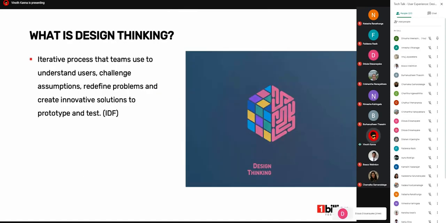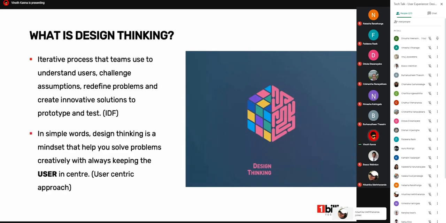So what is design thinking? Interaction Design Foundation says it's an iterative process that teams use to understand users, challenge assumptions, redefine problems, and create innovative solutions to prototype and test. So in simple words, design thinking is a mindset that helps you solve problems creatively, always keeping the user in the center. So that is the user-centric approach. Always keep it, because we are designing something for humans, right?